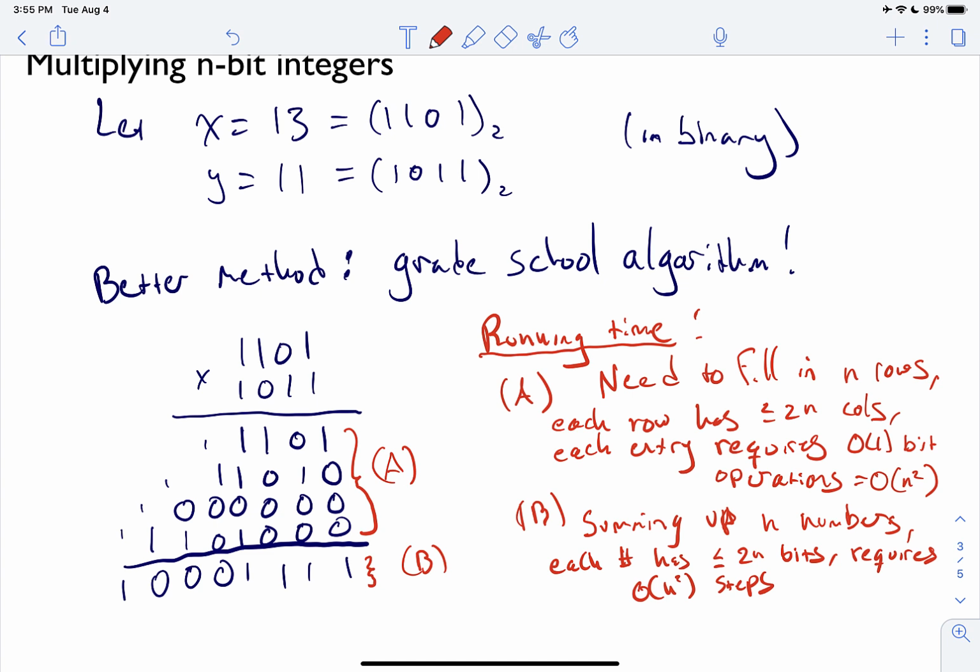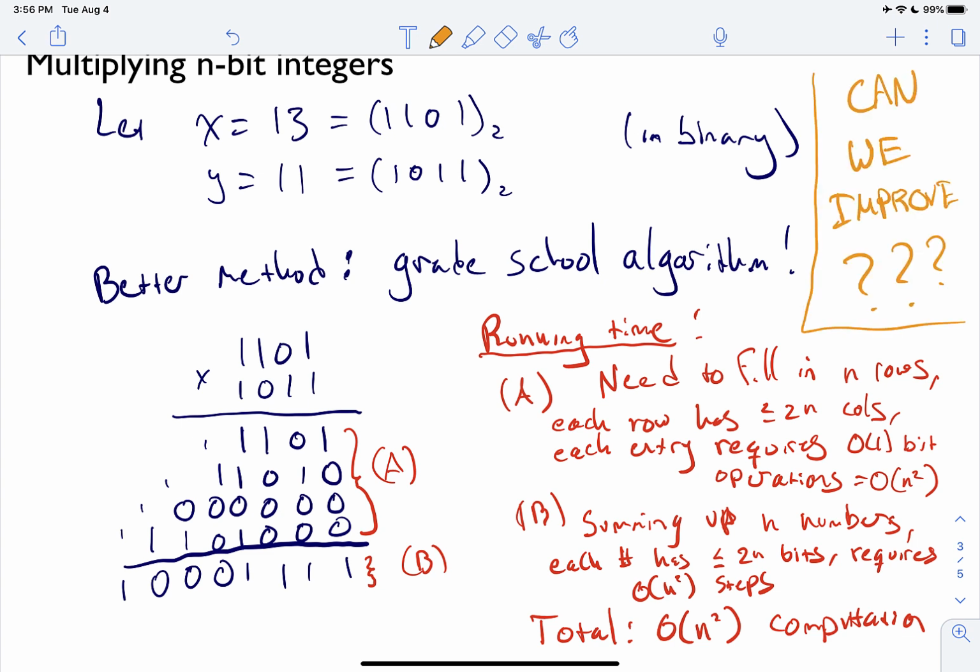Phase B required us to add up all of those n numbers. Each of those numbers had 2n digits, so again, phase B also required O of n squared computation. So now we have an algorithm that can multiply two n-bit numbers in time O of n squared. The only remaining question now is, can we do better than this? It turns out, yes, we can.